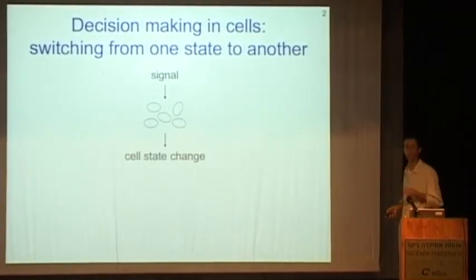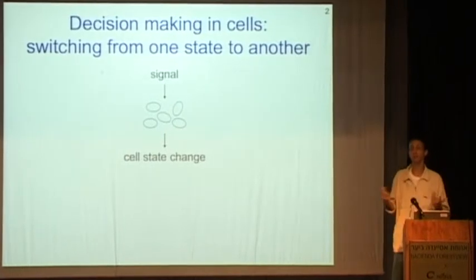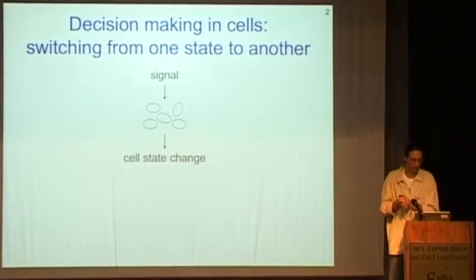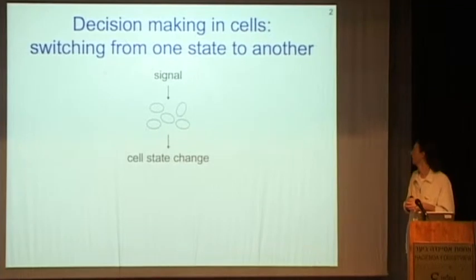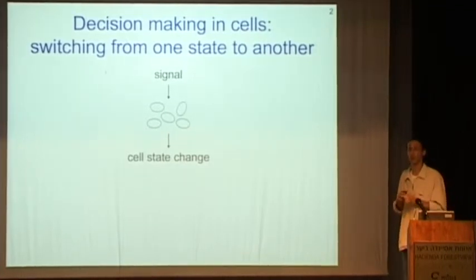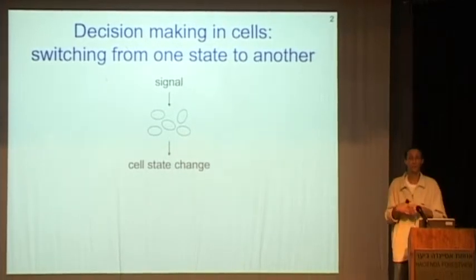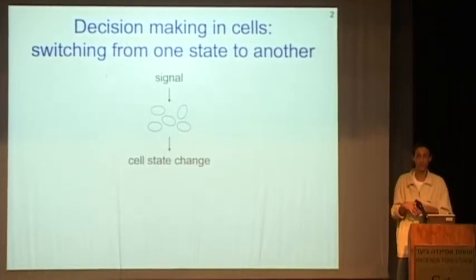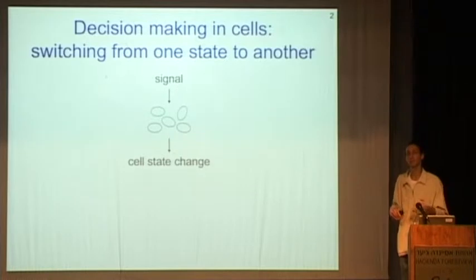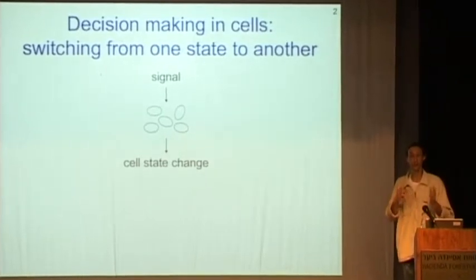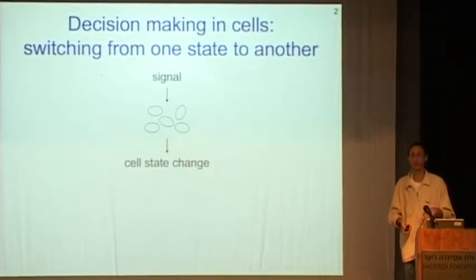So in our lab, we're interested in how cells make decisions. And specifically, we're looking at cases where groups of cells, similar cells to begin with, meet some external condition or some signal from the environment. And upon this signal, some of them decide to change their state in a significant way.